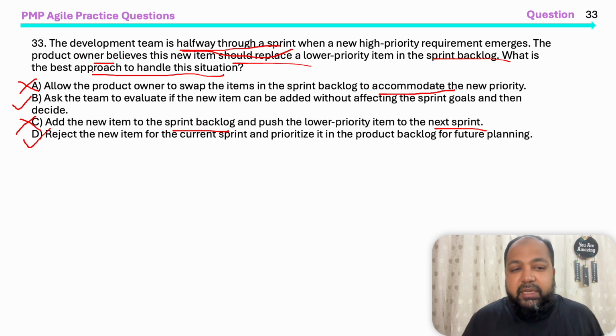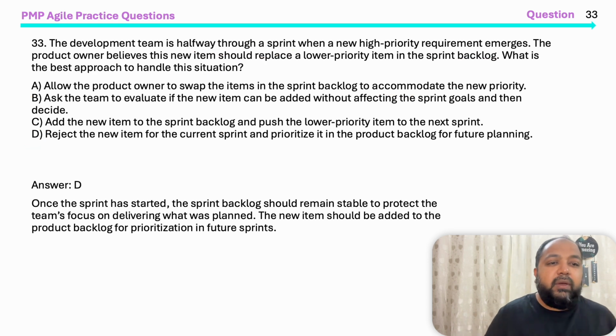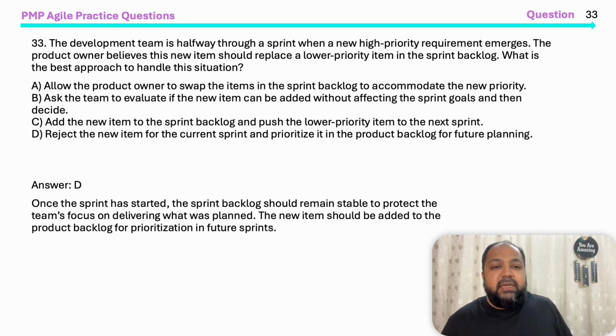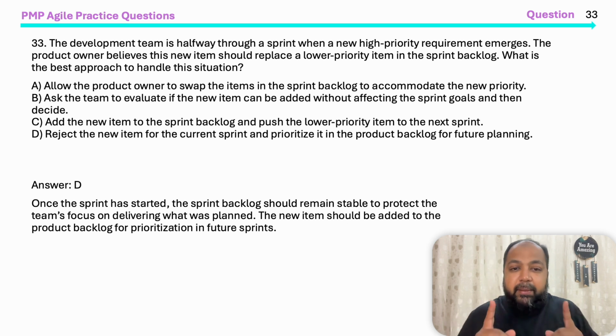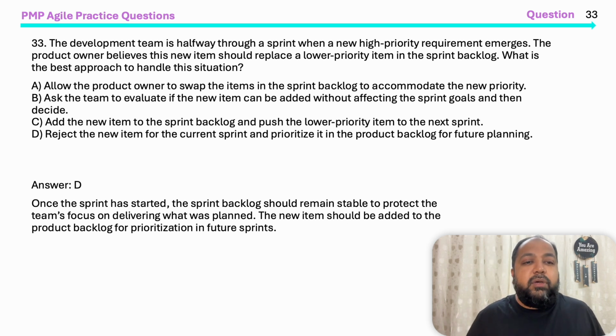Okay, choice D. Let's see the answer. Once the sprint has started, the sprint backlog should remain stable to protect the team's focus on delivering what was planned. The new items should be added to the product backlog for prioritization in future sprints, not now. Okay, fine.